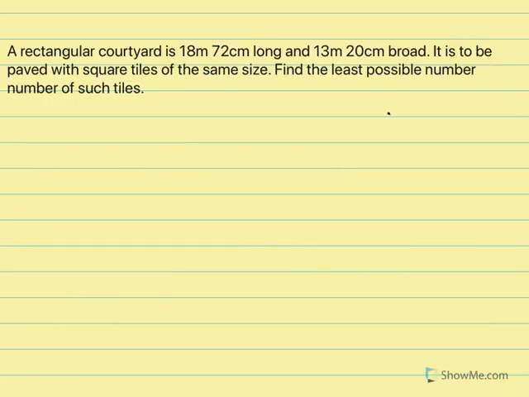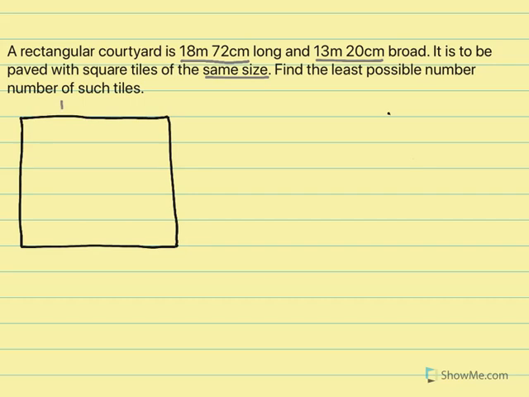A rectangular courtyard is 18 meters 72 centimeters long and 13 meters 20 centimeters broad. It is to be paved with square tiles of the same size. Find the least possible number of such tiles. So here is the length, I'll take 18 meters 72 centimeters, converting it into centimeters, and the breadth is 1320 centimeters.